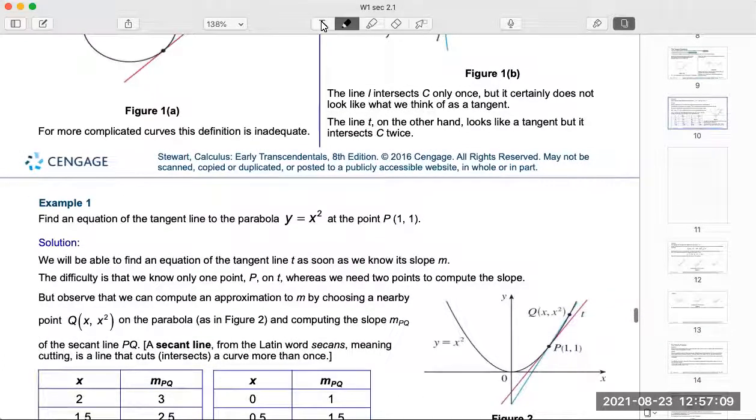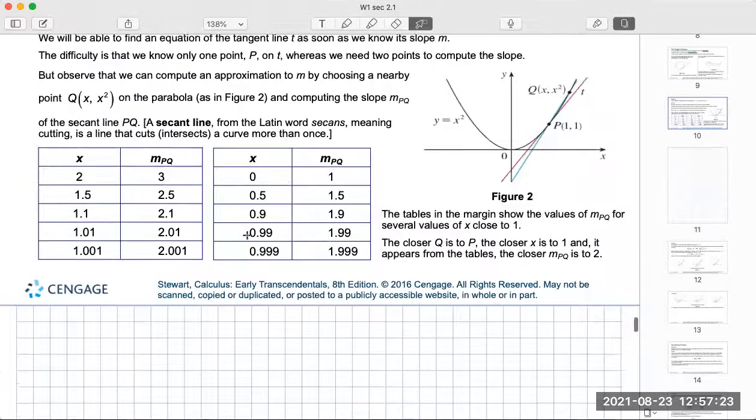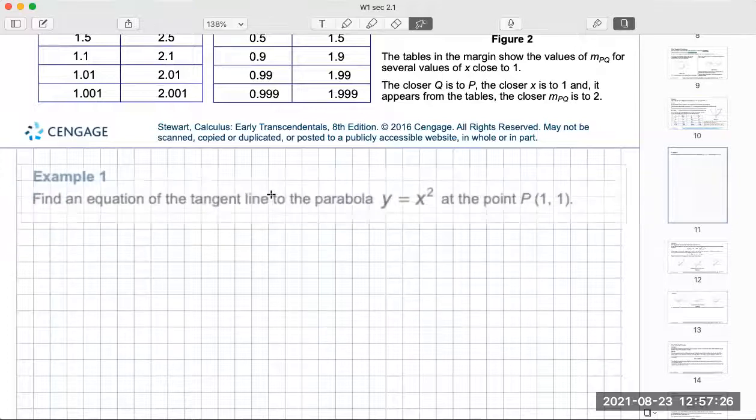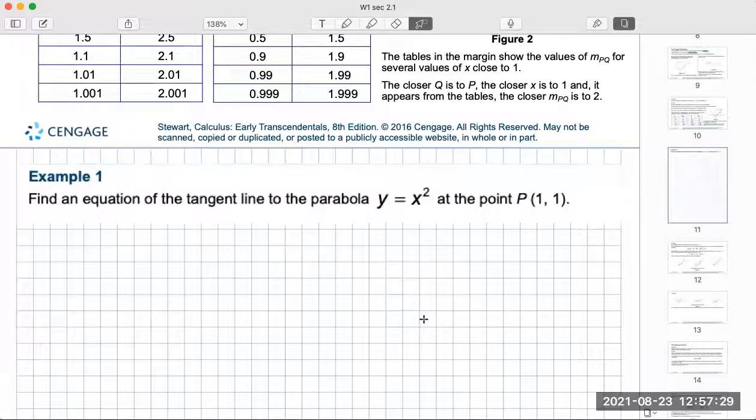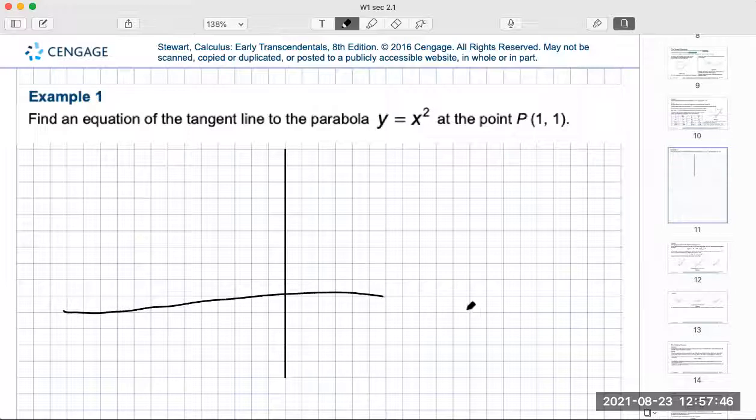Now, in the first example, find an equation of the tangent line to the parabola here at the point (1, 1). If you don't remember, let us go through it together. First, in order to graph the line here, in the 2D coordinate system, there's a y-axis here, and another axis here, the x-axis.